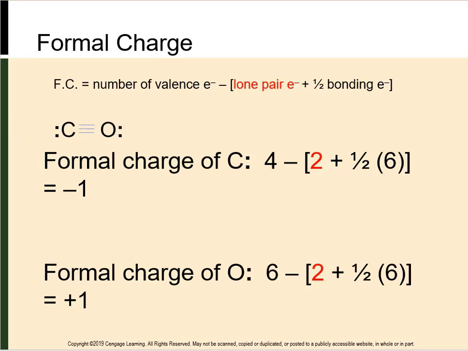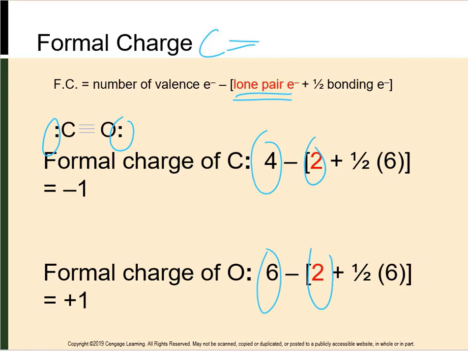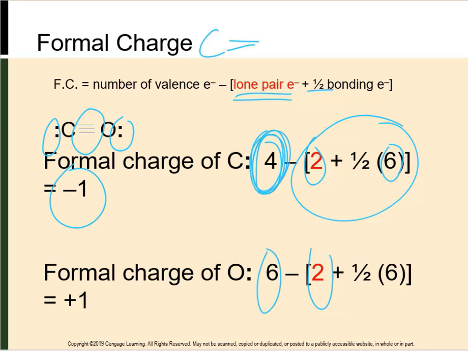Now, let's calculate the formal charges of each atom. Let's do carbon first. We just said that there was 4 for carbon and 6 for oxygen. That's the number of valence electrons. Now we need to minus the lone pairs. Oxygen had 2, carbon had 2. So we have 2 plus half of how many were bonded. They're the same for both: 2, 4, 6 were bonded. Everything here is the same, but carbon started with 4 valence electrons and oxygen started with 6. So 4 minus 2 plus 3 is 5. 4 minus 5 is negative 1. So the formal charge on carbon is negative 1. And on oxygen, we did 6 minus 5 to give us plus 1.